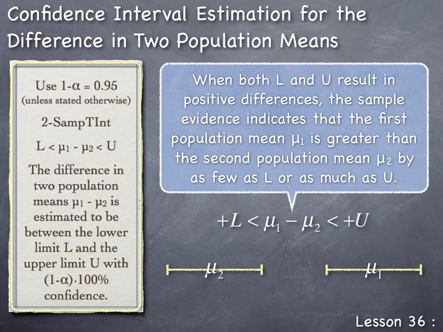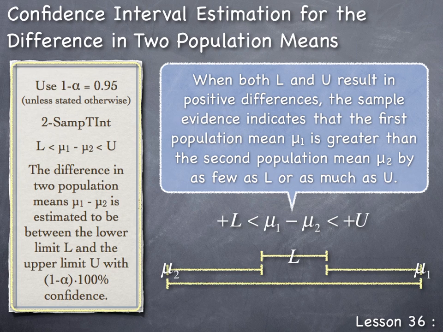The confidence interval that's estimating the difference between these two means is indicating to us that these two means can be possibly as close as L units away from each other. But it's also estimated that the two means could be as far away from each other as U units. Or it's estimated that that could be anywhere from as low as L units away to as much as U units away for the difference between these two means.